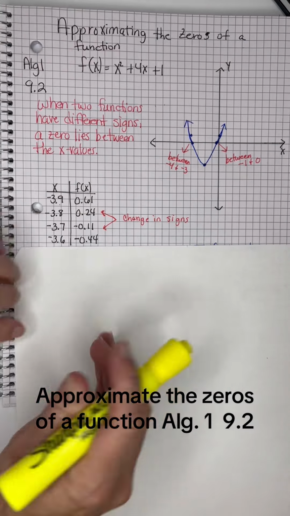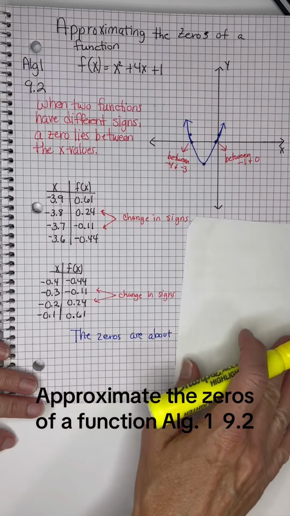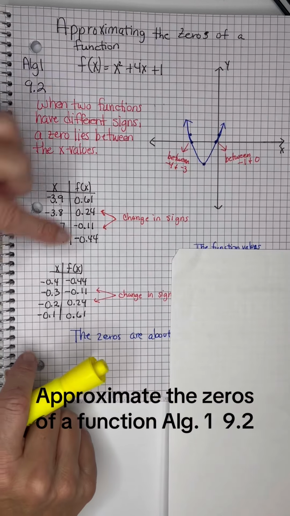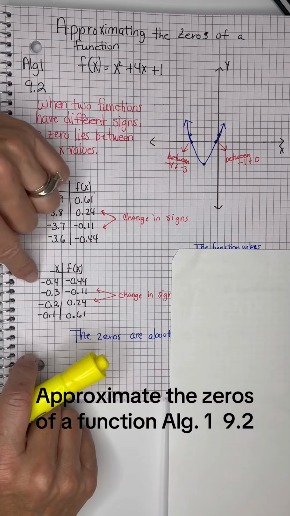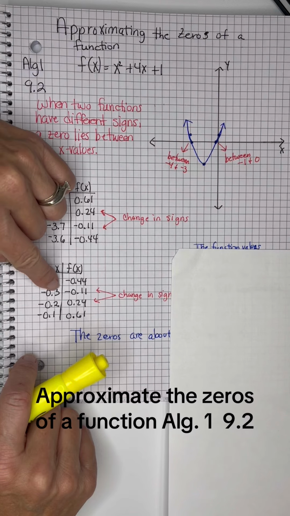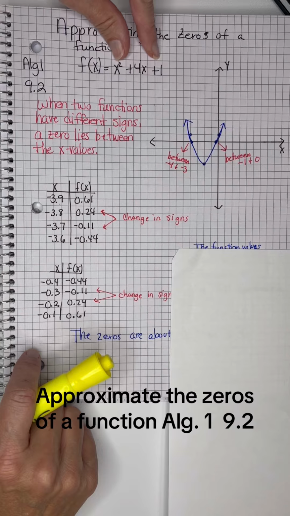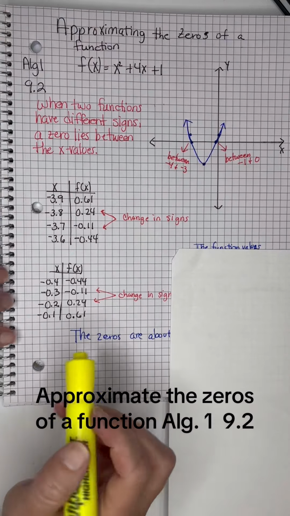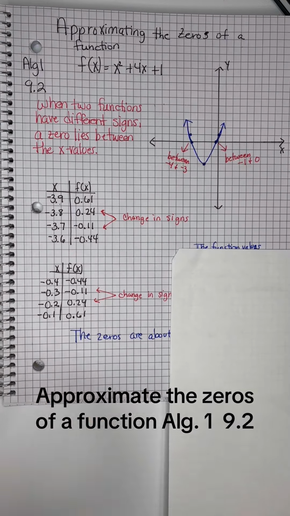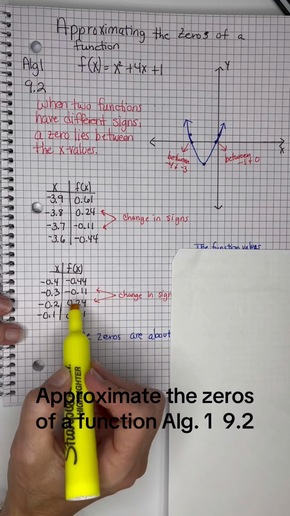Now let's do the same thing for this. We have between -1 and 0, I tried -0.4, -0.3, -0.2, -0.1. Plugged them into this function here and got these. And what I'm looking for is where it went from negative to positive.